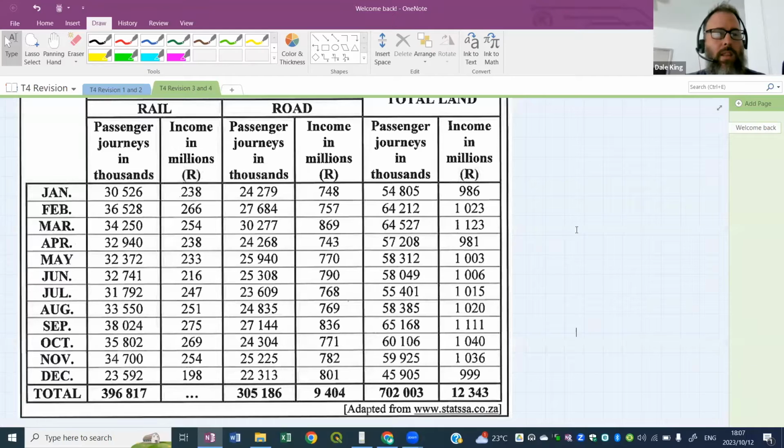Write down the month for the highest income in rail. Just write it down. No calculations needed. You just have to say it. What is the month with the highest income for rail?